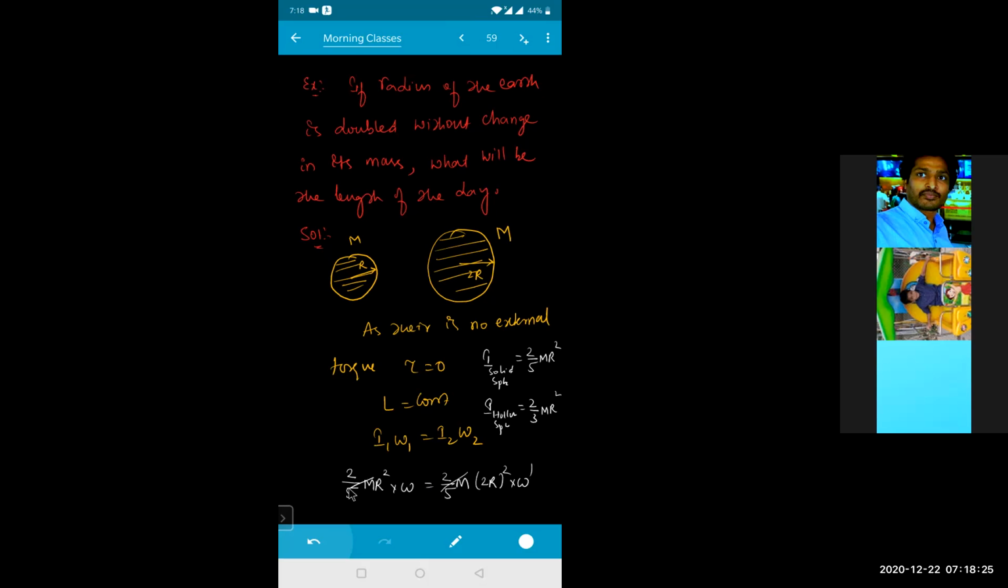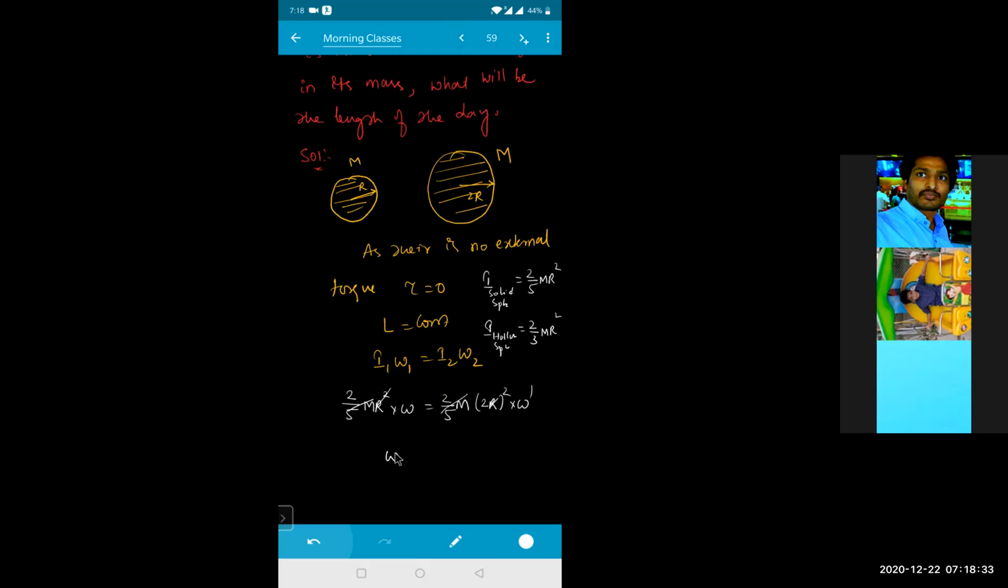This 2 by 5 gets cancelled, this r square and this r will get cancelled, so 2 square is nothing but 4. So what I can write here: omega dash will be equal to omega by 4. Can I write like this? Yes, sir. That is the way we are conserving the angular momentum of your particle relation.